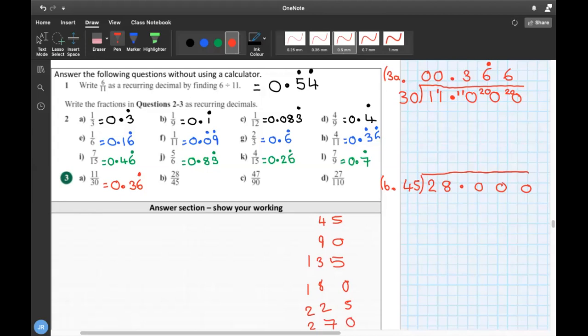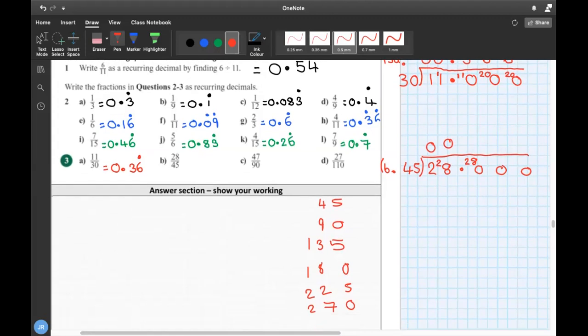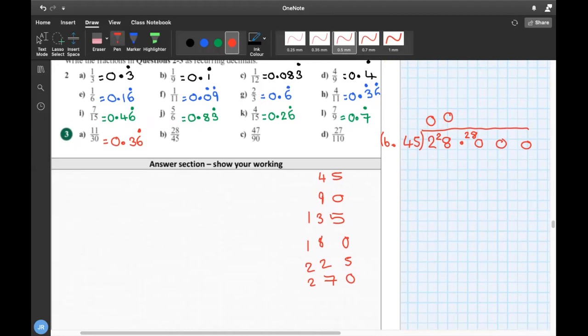And this will just help me out a bit rather than having to do the 45 times table mentally every single time for each part of this question here. So how many 45s can we fit into 2? None. How many can we fit into 28? None. How many can we fit into 280? That's where writing out our 45 times table can really help here. I can see I've just about done enough there. Anything more than that would be in 315. That would be too large.